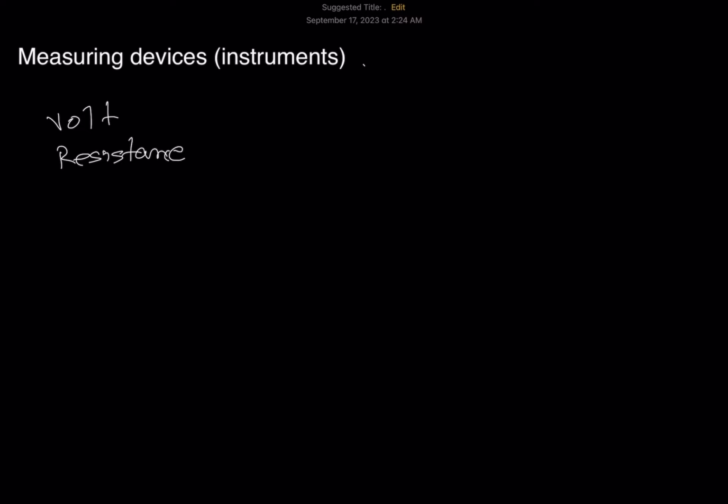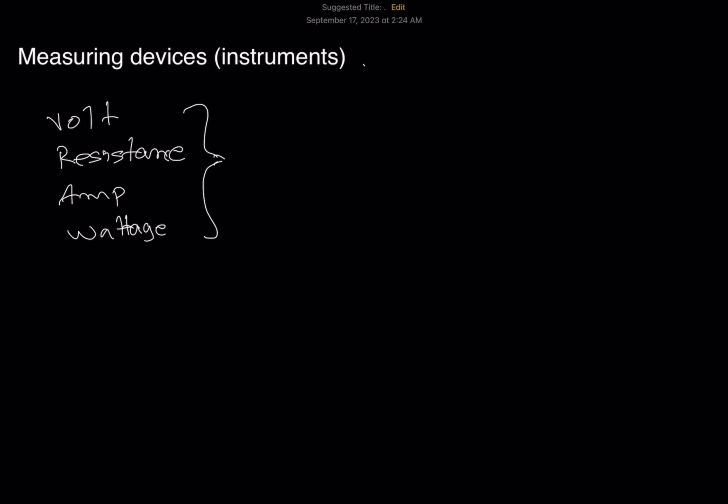In this session of the lecture, we will be talking about measuring devices or instruments. Earlier, we talked about all the electrical quantities. We found the values. For instance, we found the volt, the resistance, the amperage, the wattage. Now in this lecture we will be talking about how to measure them with electrical equipment.